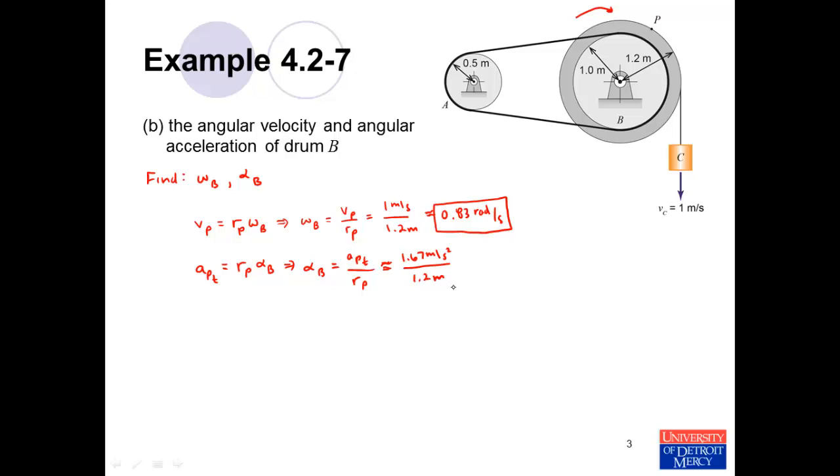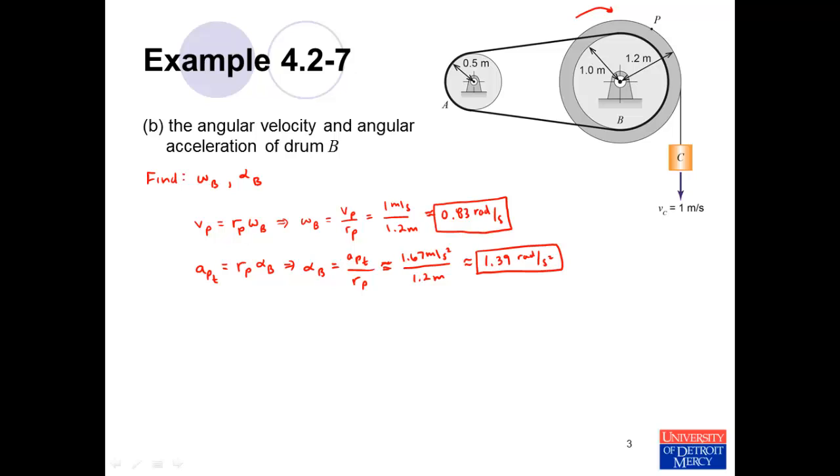Same radius, 1.67 divided by 1.2 is approximately 1.39. The meters again cancel, leaving us with something over seconds squared, and it's implied that it's radians per second squared. So that gives us the angular velocity and angular acceleration of drum B.